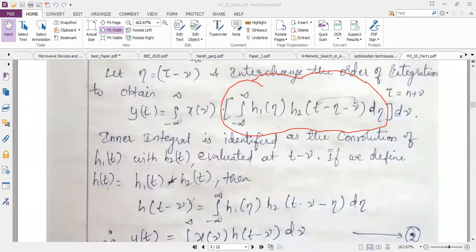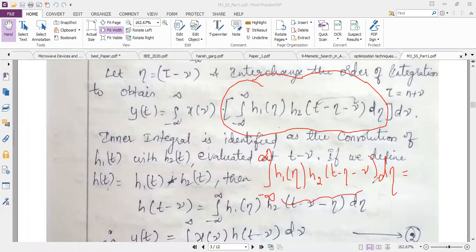To simplify this, I am writing here the integration from minus infinity to plus infinity of h1 of eta multiplied with h2 of t minus eta minus mu, d eta. This I have to simplify to a single variable h. This is like a convolution formula. As I have already told, let me write it again.